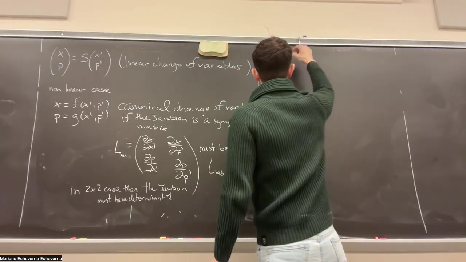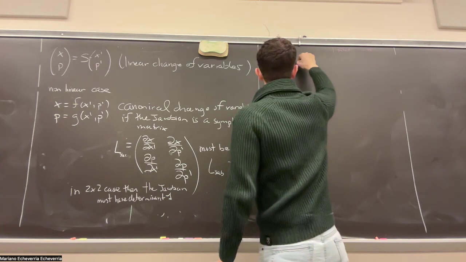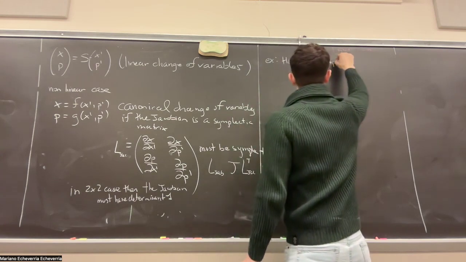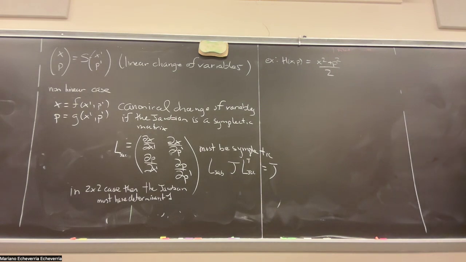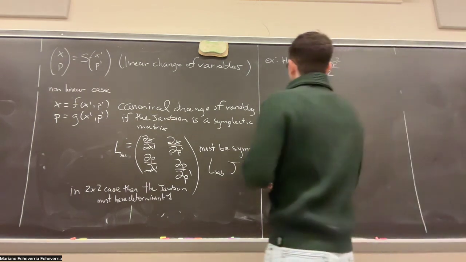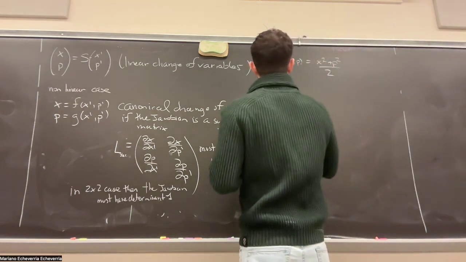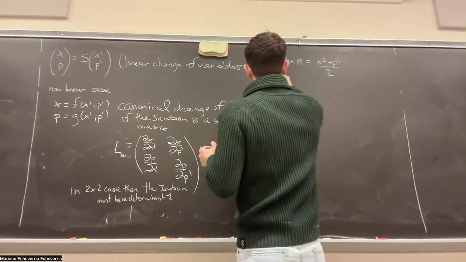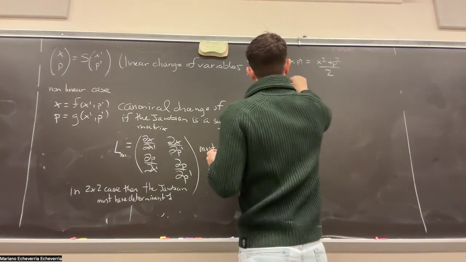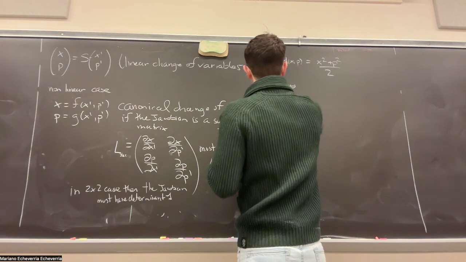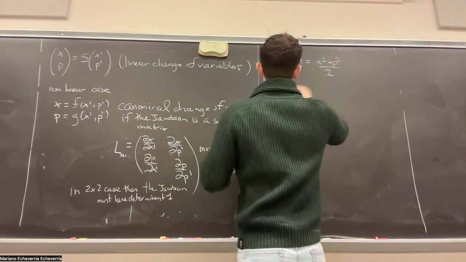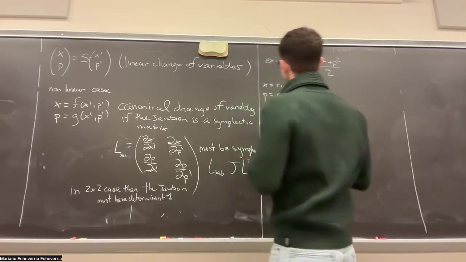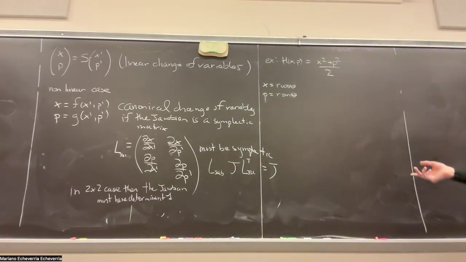If you remember when we talked about the harmonic oscillator, it was x squared plus p squared over 2. And I had done two changes of variables. One was kind of polar, where x equals r cosine of theta and p equals r sine of theta. Sorry, not y, p.